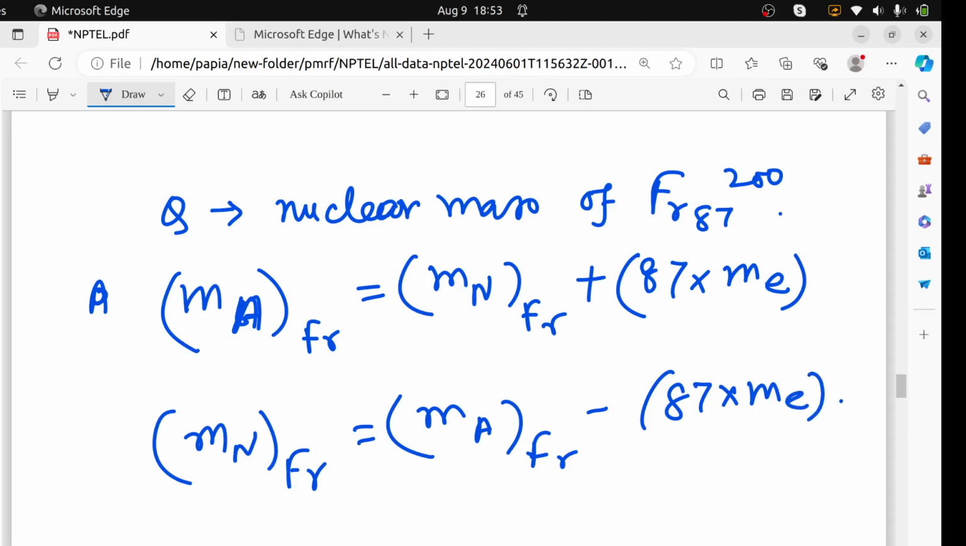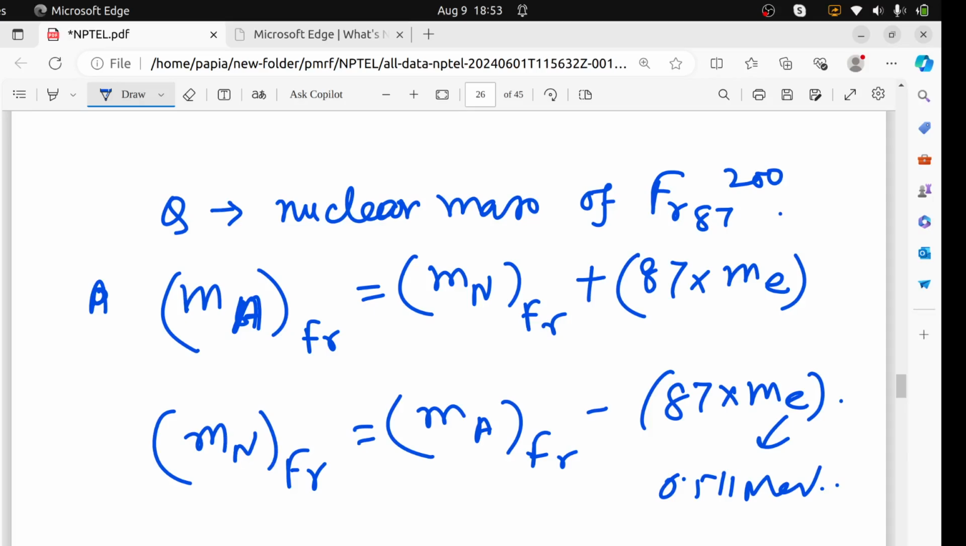And we all know the value of Me. The value of Me will be like 0.511 MeV. In unit of MeV I am talking. So we can just put the value of 0.511 into 87. Then the value will be whatever. That should be subtracted from the atomic mass of Fr. Then we get to know what will be the nuclear mass of Fr.